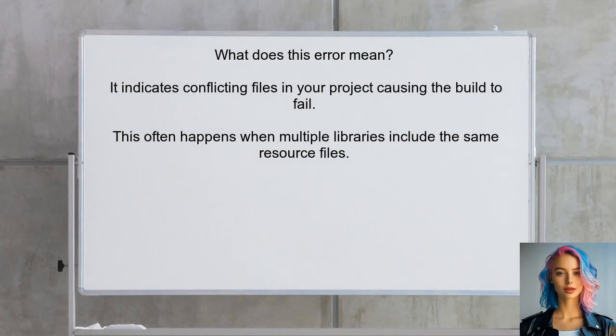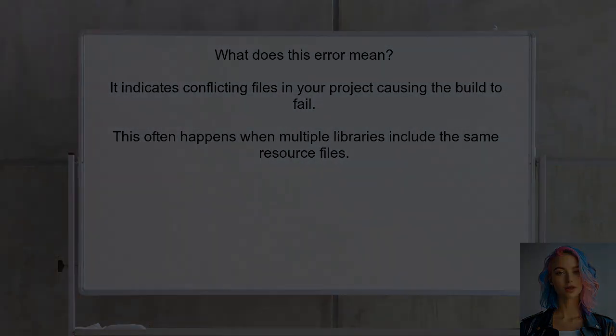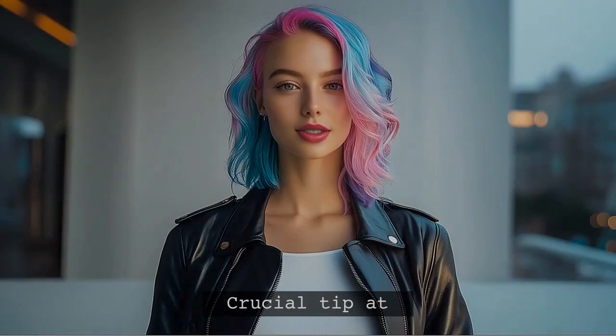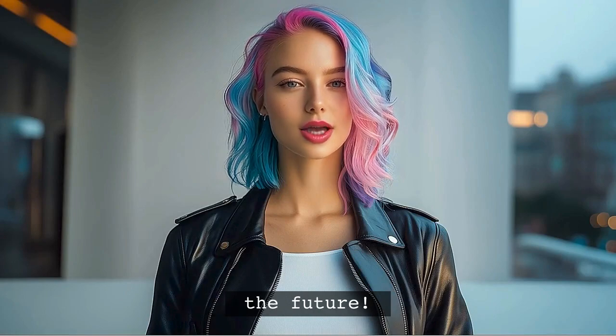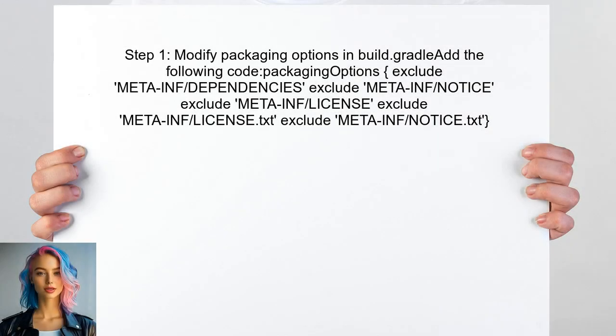So, what does this error mean? Essentially, it indicates that there are conflicting files in your project that are causing the build process to fail. This often happens when multiple libraries include the same resource files. But don't worry, we can fix this. And stick around. I have a crucial tip at the end that will help you avoid similar issues in the future.